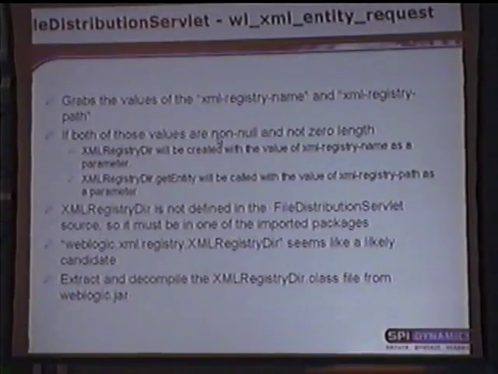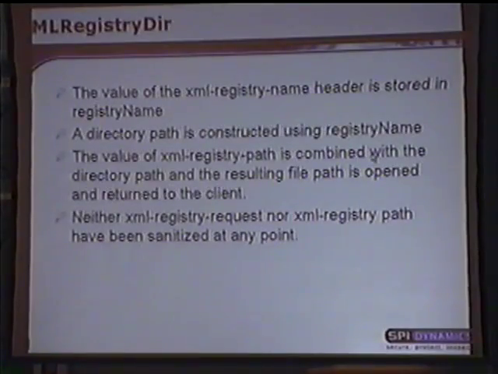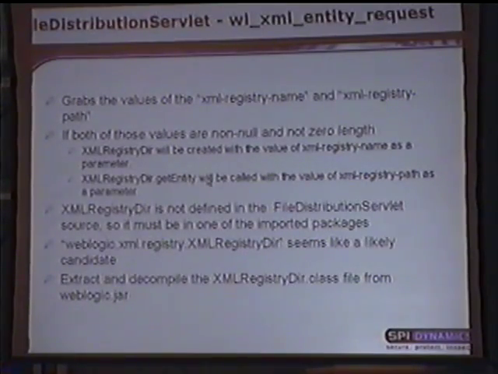So it goes through, in that source code, it gets the values in the headers for XML registry name and XML registry path. If both of those are non-null and not zero length, it creates an object called an XML registry dir with the value of XML registry name. And then it calls a method on it with the value of the XML registry path. So basically, when you hand it these two arguments in headers, it creates an object and calls a method using the values you did. XML registry dir is not an object that's in that source code file, so we're going to have to go look for it.